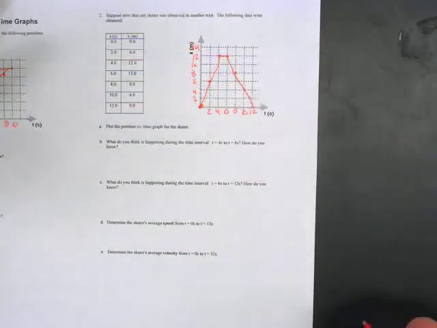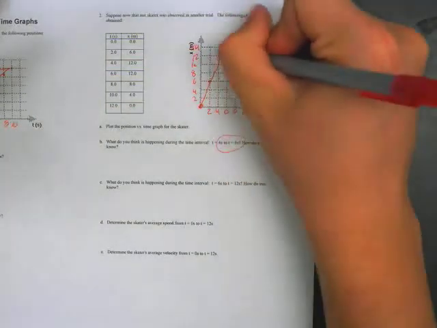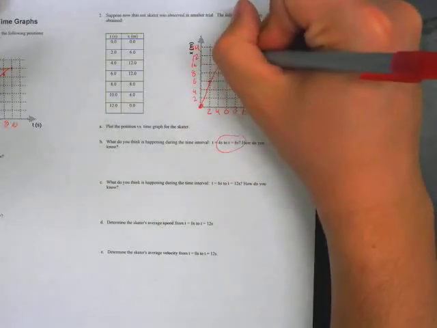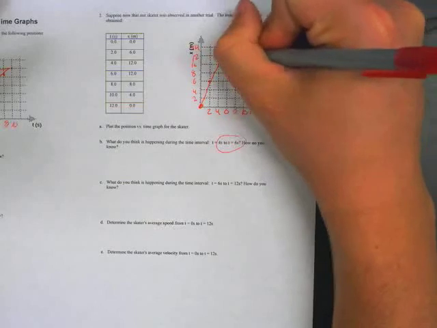Okay? So what's happening during an interval from 4 to 6 seconds, that's from here to here? Well, he got to a certain distance and then he must have stopped. You can see his position doesn't change for that 2-second range. So he must have just stayed there.